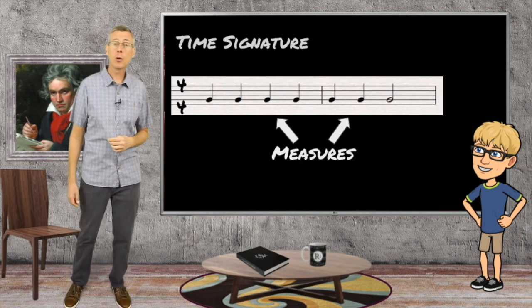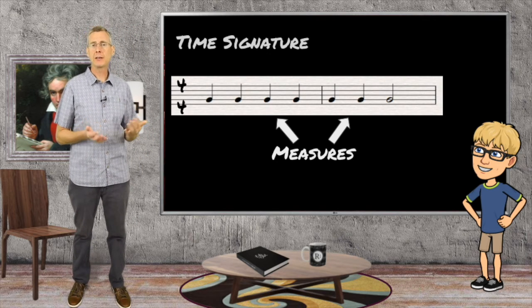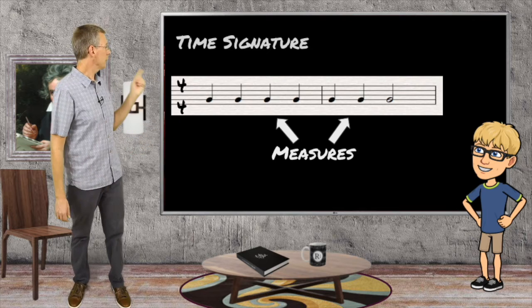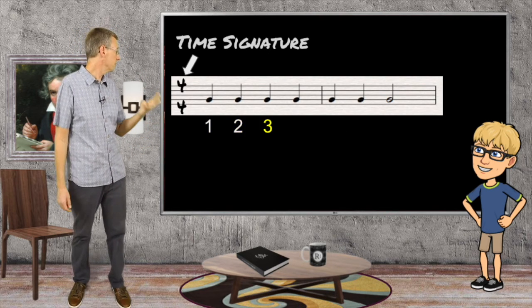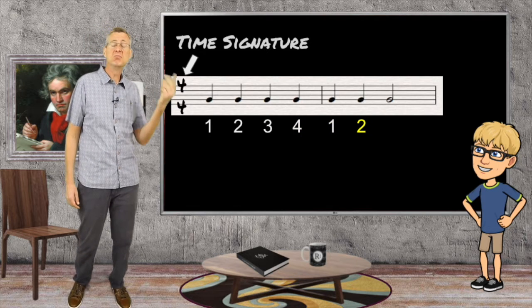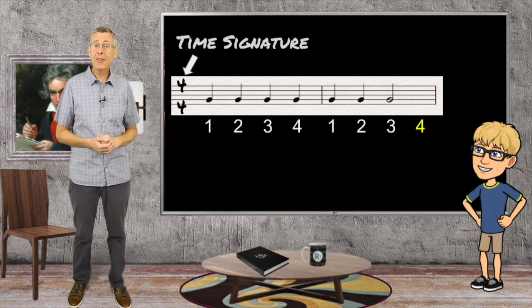Measures, also known as bars, break up the music into smaller pieces to make it easier to play and to rehearse. So if the top number is a 4, all we do is count to 4. 1, 2, 3, 4. 1, 2, 3, 4. And so on. Pretty easy to be a musician, you don't have to count that high.